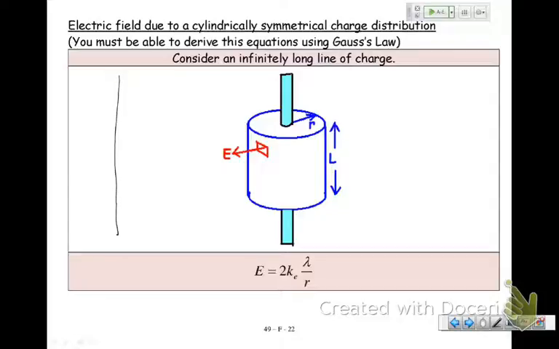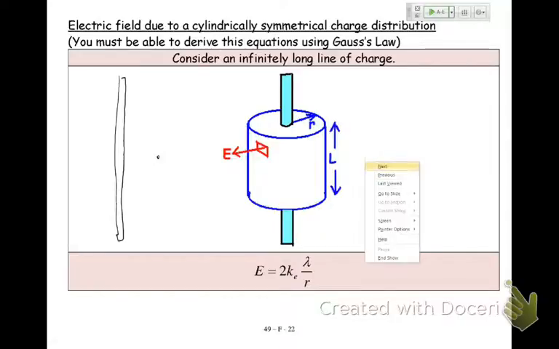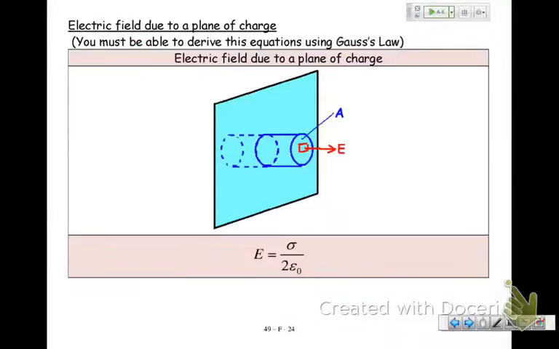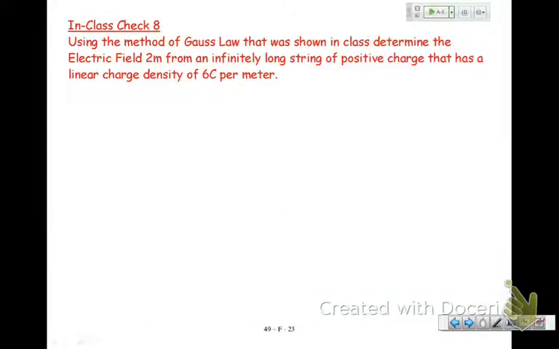So we have an endless line of charge. I want to know the electric field at that point there. So I come along and define a Gaussian surface. Actually, there's a question on this on the next slide. Using Gauss's law as shown in class, determine the electric field 2 meters from an infinitely long positive string. Here's my infinitely long positive string, and there's my point 2 meters from it.